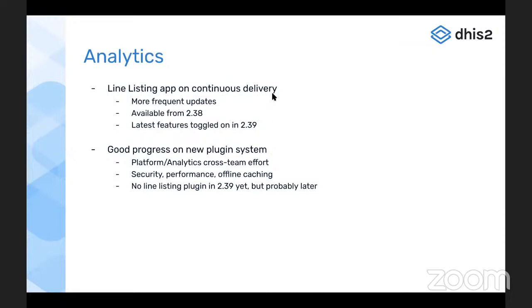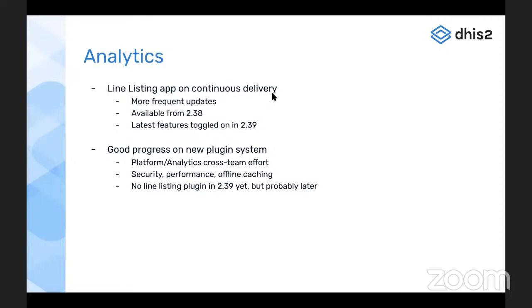Just two quick points before we really jump into it. The first one is that the line listing app is now on continuous delivery. So just as Marcus was pointing out, we are able to continuously release the line list with new improvements and bug fixes, as long as there's not backend functionality that is required for the corresponding front end. So this hopefully means that we'll be a little bit more responsive to your requests for the line list, that we can make improvements continuously and then make those available to all of you. The latest feature is now going to be in 2.39.